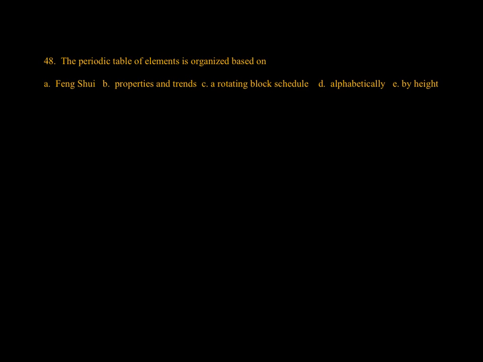The elements are organized based on properties and trends. So the columns are based on properties. The elements in each column have similar properties, and the reason that the elements are arranged as they are from left to right is because when you arrange them that way, you get predictable trends in terms of their properties like size, electronegativity, metallic or non-metallic. They're all wrapped up in the structure of the periodic table.